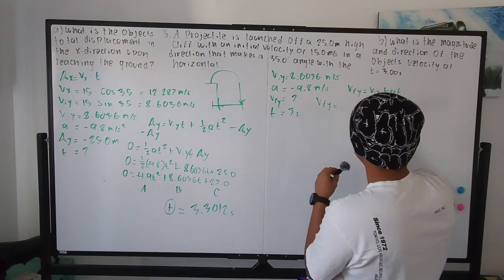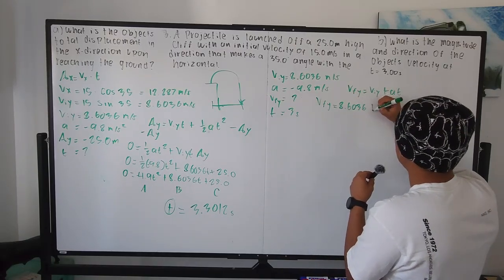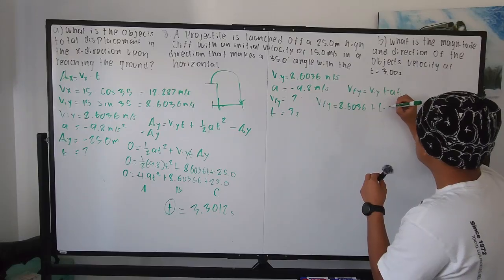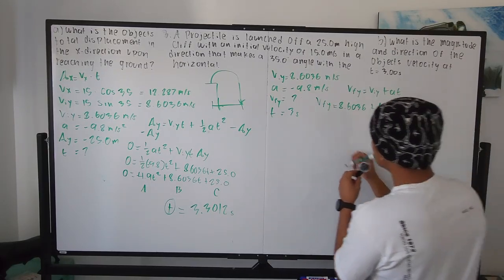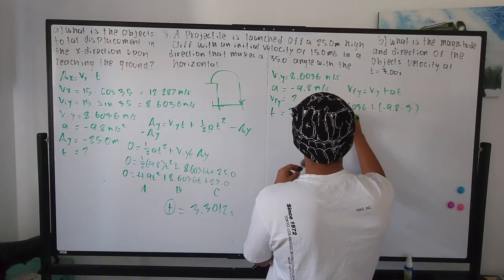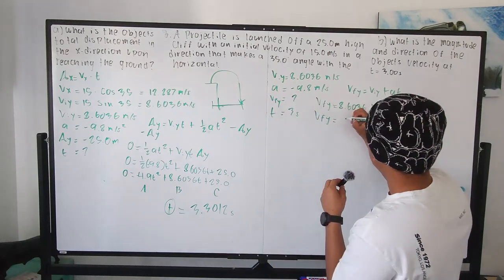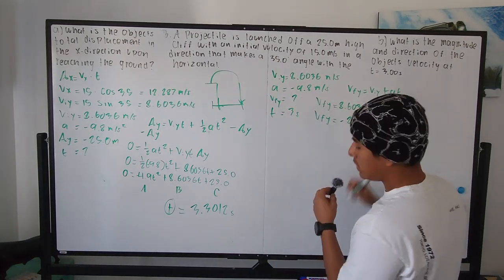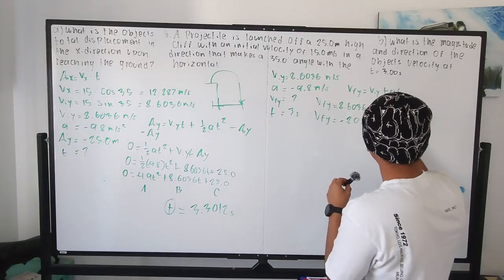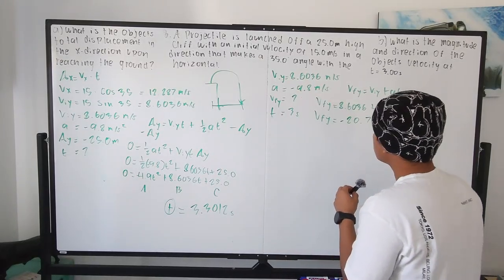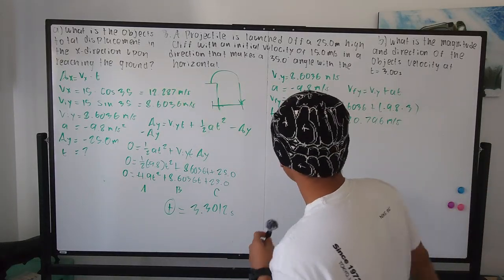VFY is going to be equal to VIY, which is 8.6036. I'm going to keep the units out, plus the acceleration, which is negative 9.8, multiplied by the time, which is 3. You should get an answer of VFY is equal to negative 20.796 meters per second. Now to get the magnitude, we just take the square root of this squared and this squared.